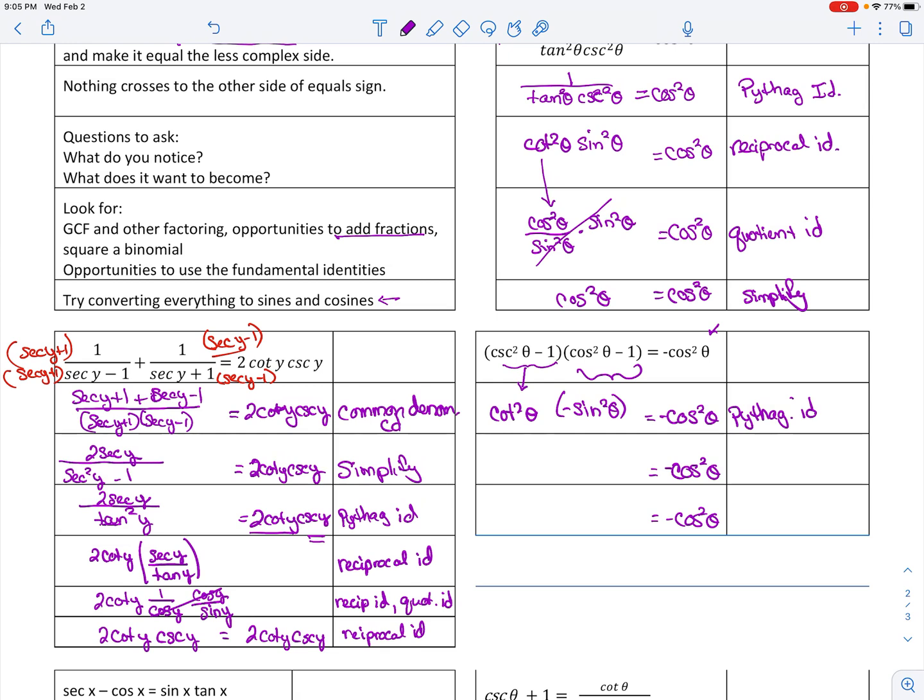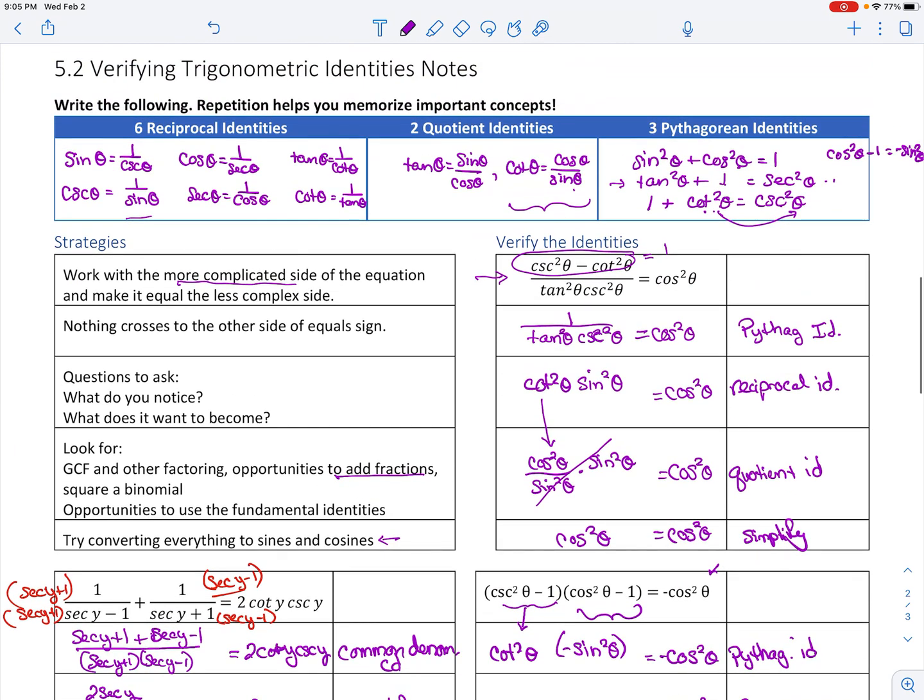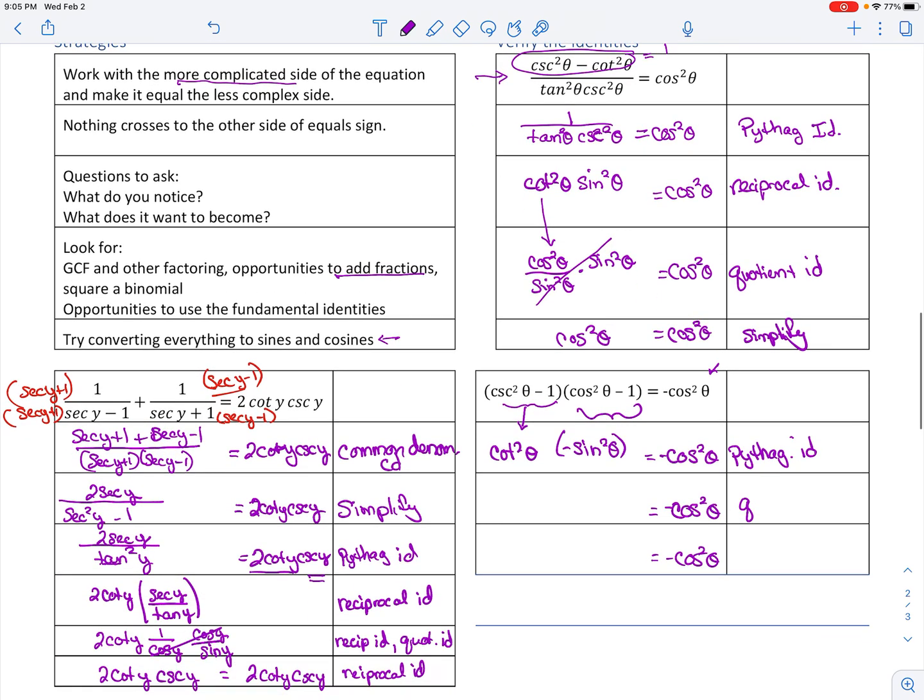Well, that looks better. It's a lot less complicated, but still not as simple as negative cosine squared theta. So where can we get a negative cosine squared theta? Well, hopefully you're recognizing that cotangent squared theta has a quotient identity. Cotangent squared theta is cosine squared theta over sine squared theta. So we can rewrite this as cosine squared theta over sine squared theta times a negative sine squared theta. Oh, that looks good because we get our negative here.